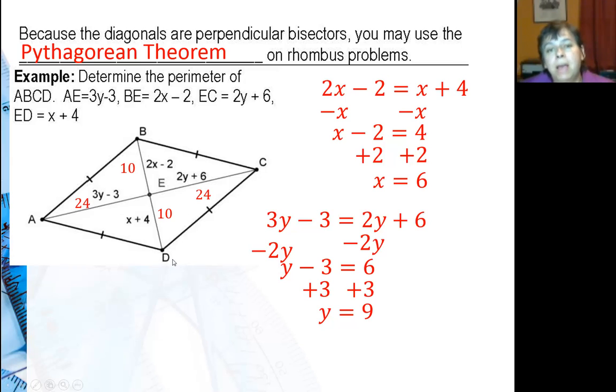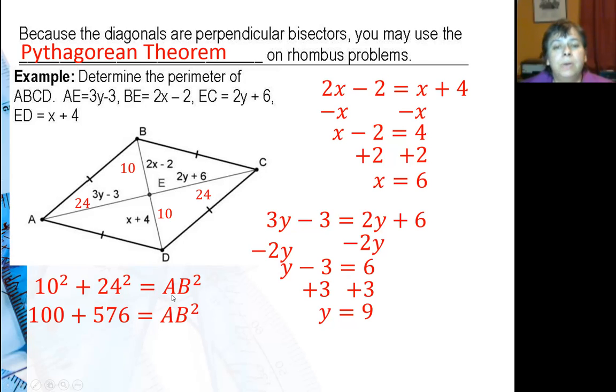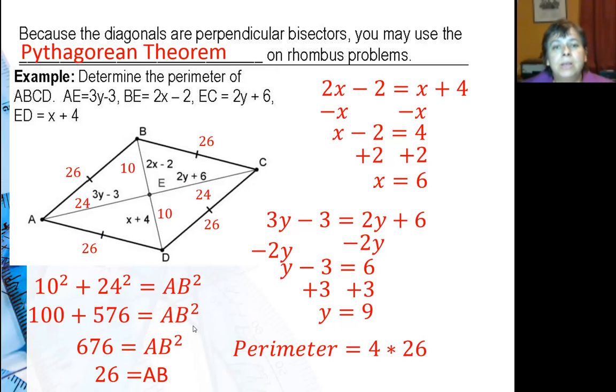Well, I can find the hypotenuse of these right triangles using the Pythagorean theorem. 10 squared plus 24 squared is AB squared. 100 plus 576 is AB squared, or 676 is AB squared. Take the square root, and I find out that 26 is AB. So I can put 26 on all of the sides of this rhombus. That means the perimeter is 4 times 26, or 104.